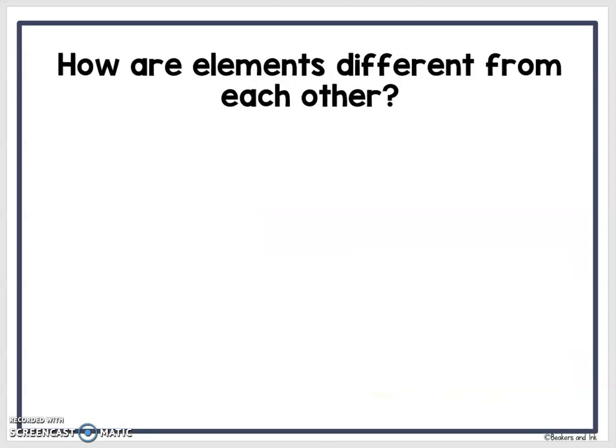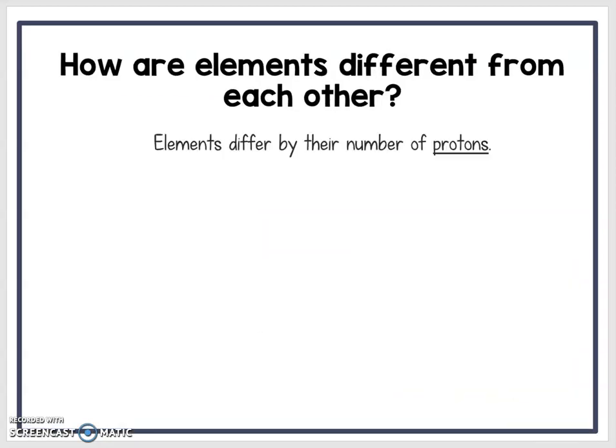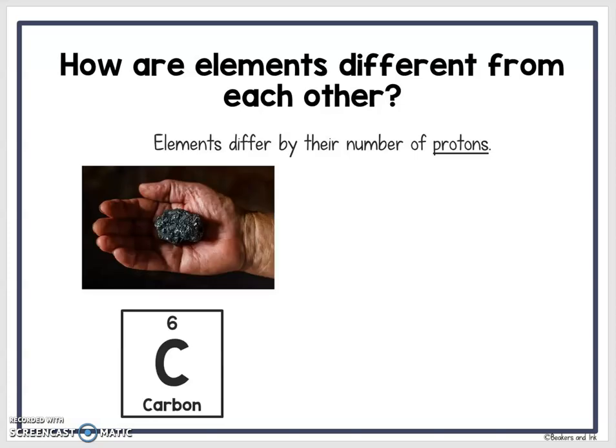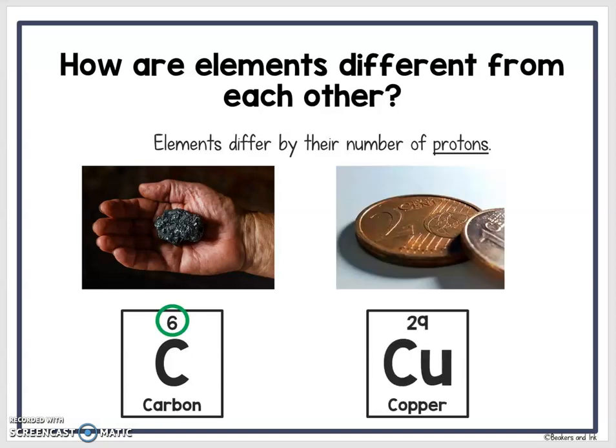How are elements different from each other? So elements differ by their number of protons. For example, carbon has 6 protons, and copper has 29 protons. This is what creates the differences between them and makes differences in their properties.